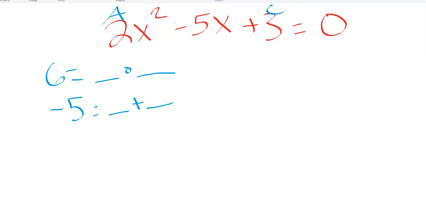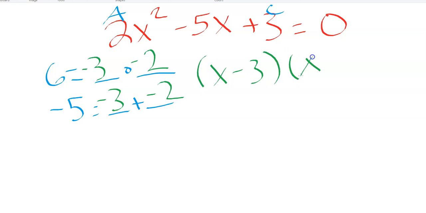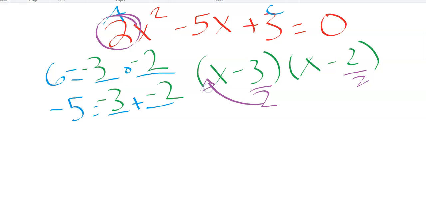I know the signs are going to be the same. They both have to be negative to give me a positive 6 and add to a negative 5. So I've got negative 3 and negative 2. Those are the factors that I'm starting with. But remember, we have to check for bottoms up because this one has an A term that's actually bigger than 1. So I have to do one more step here. Divide both of those by the A term. If it doesn't go, bring it up front.